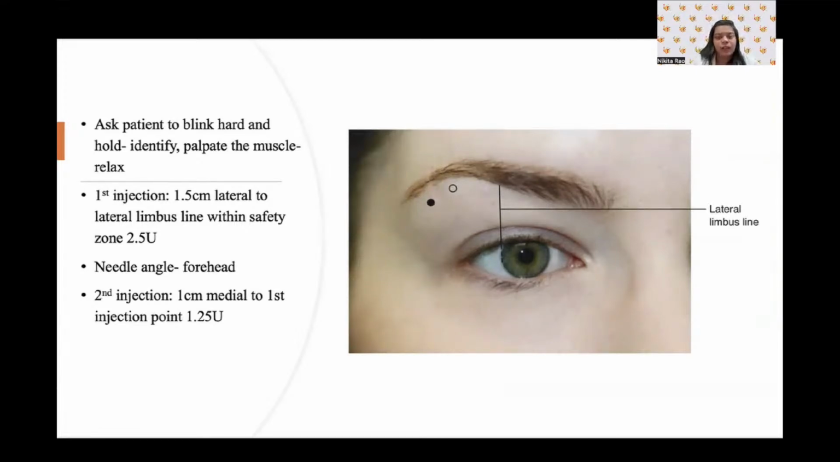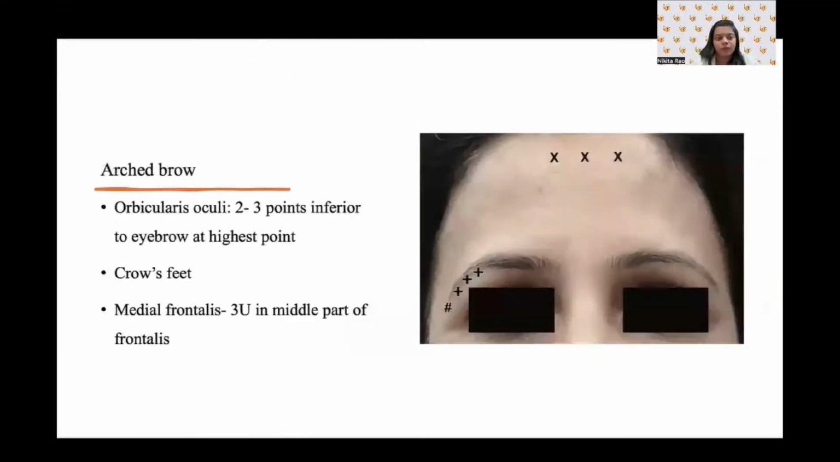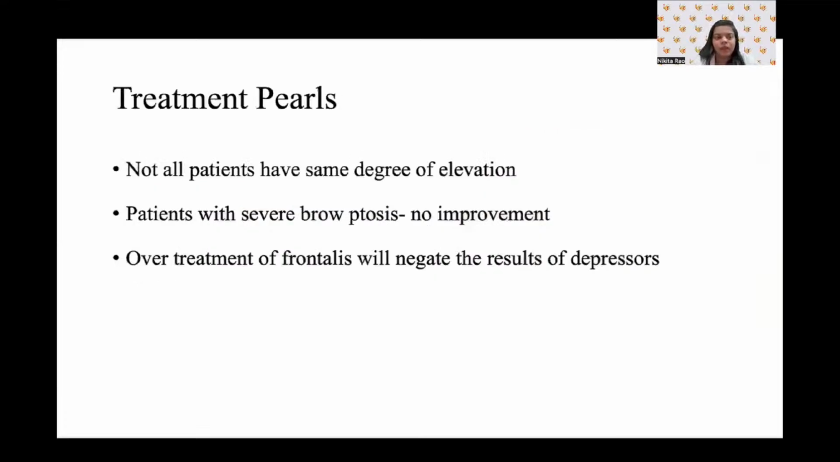Needle is always angulated towards the forehead. Then the second injection point is 1 centimeter medial to the first injection point, where 1.25 units can be given. For an arched brow, orbicularis oculi, 2 to 3 points inferior to the eyebrow at the highest point, should be given. Along with that, crow's feet have to be treated. Then medial frontalis, 3 units in the mid part of the frontalis, is preferred for overall balance.